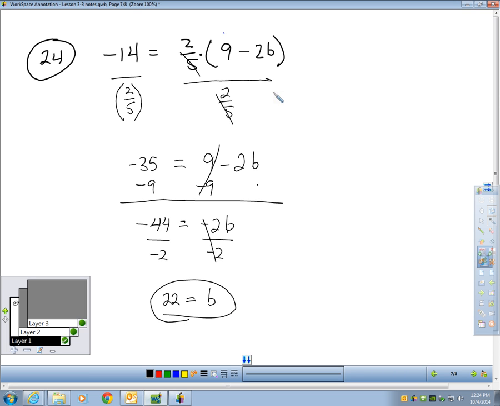Okay, I can check that real quick. If I put 22 in for b, 2 times 22 is 44. 9 minus 44 would be negative 35, and if you take 2/5 times negative 35, you do get negative 14. 22 checks as the correct answer.